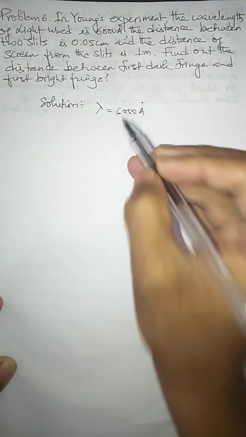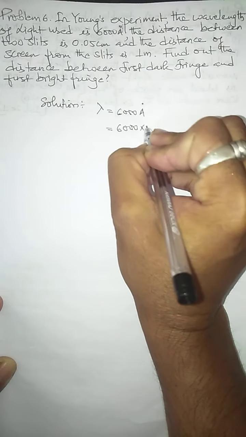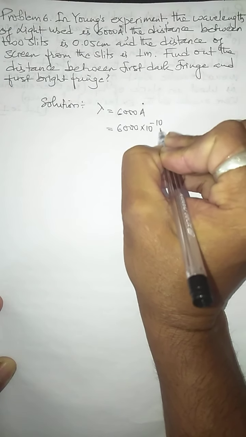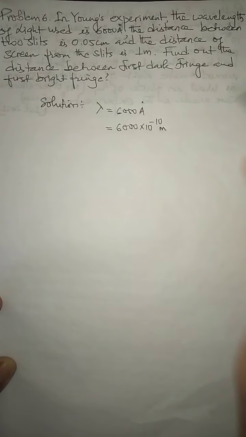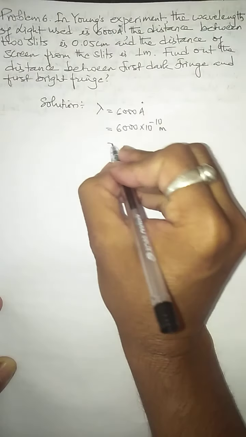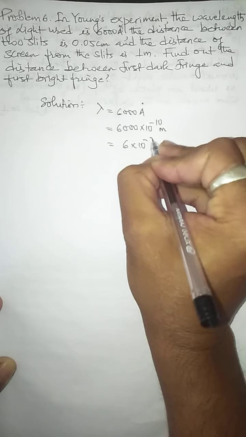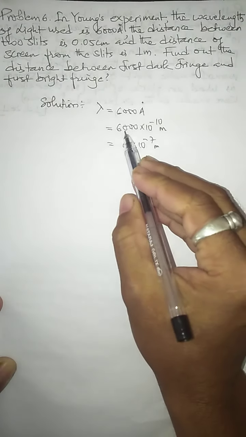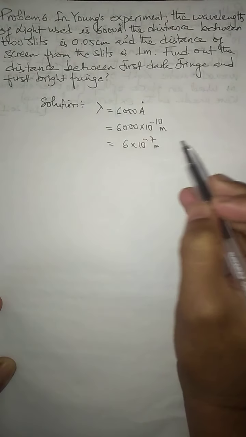So I convert this Angstrom into meter. 6000 into 10 to the minus 10 meter, because 1 Angstrom equals 10 to the minus 10 meter. Remember this: to convert Angstrom to meter you have to multiply by 10 to the minus 10. So this can be further written as 6 into 10 to the minus 7 meter, because 6000 means 6 into 10 to the power 3, and 3 minus 10 means minus 7.